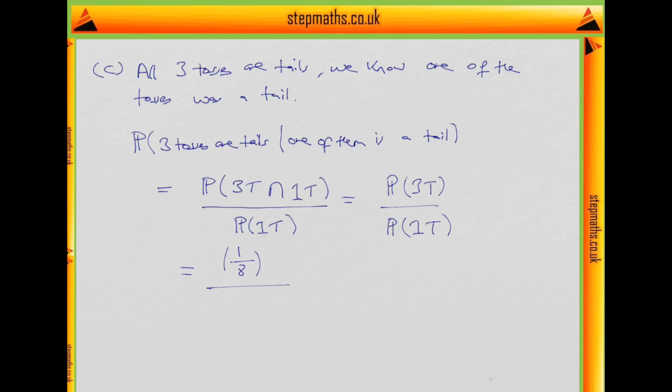And the probability of 1 tail would simply be, well, think about it. If you want 1 tail, you can't have them all being heads. So if we find the probability of all of them being heads, so HHH, which is going to be the same as TTT, which we know is 1/8, then we can simply take 1 minus that. So we have 1 minus the probability that we have 3 heads, i.e. 1 minus 1/8. So that gives us 1/8 divided by 7/8, which gives us the final probability as 1/7.